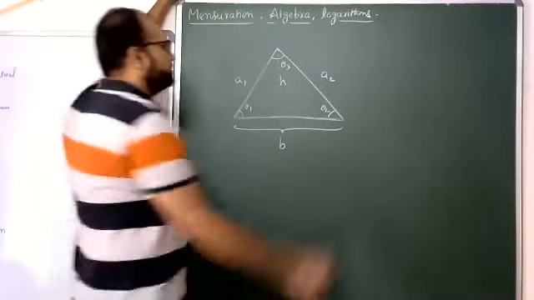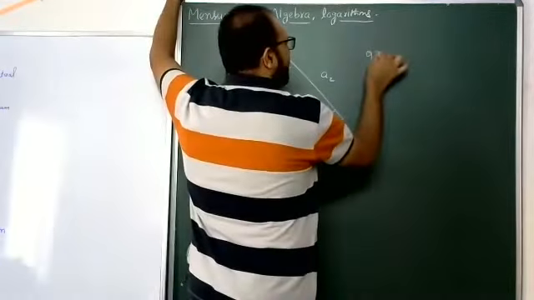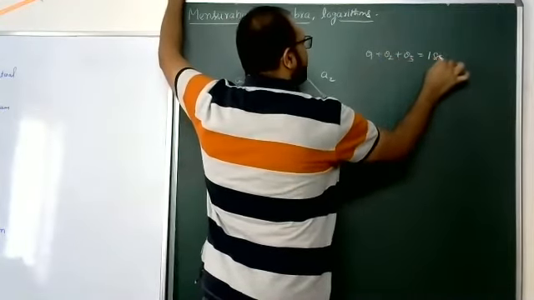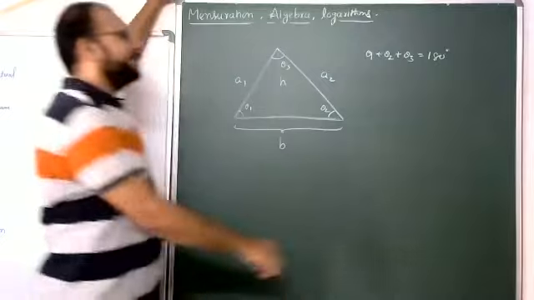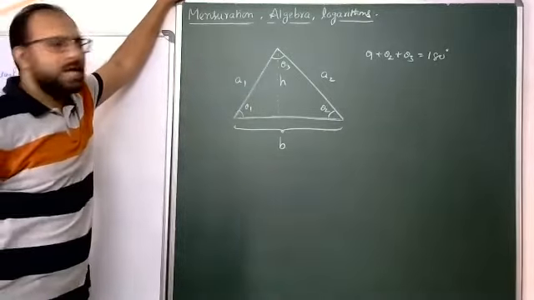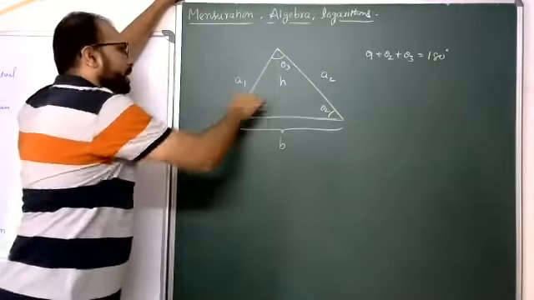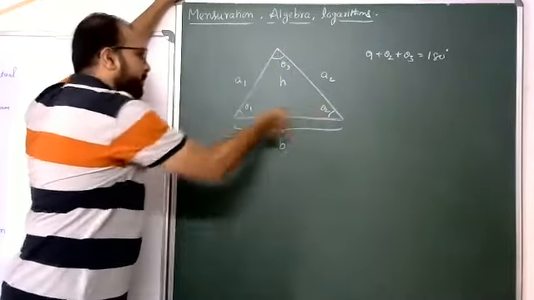Students, you all know theta 1 plus theta 2 plus theta 3 is nothing but 180 degrees or pi radian. And the total perimeter is A1 plus A2 plus B.